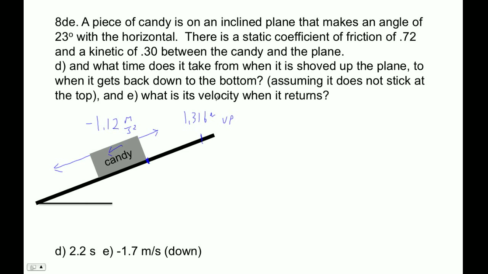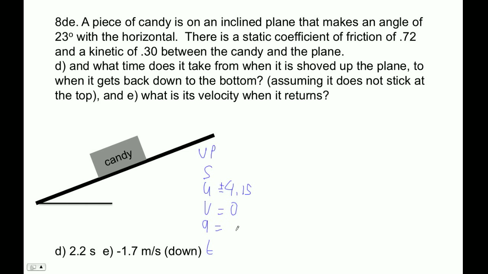So basically this is just going to entail two different suvats. We're going to do up the plane and down the plane. So hang on to your socks, kiddies. All right, so going up the plane, the initial velocity was 4.15, final velocity was 0, acceleration was negative 6.542. We can find the time. I'm going to use v equals u plus at to find the time just for fun.